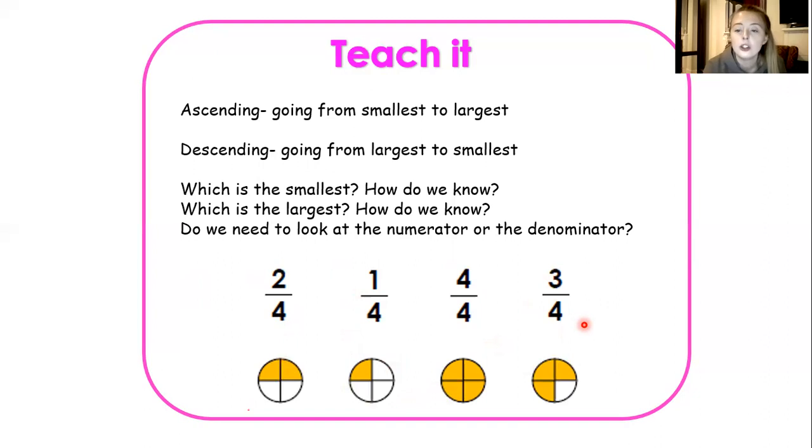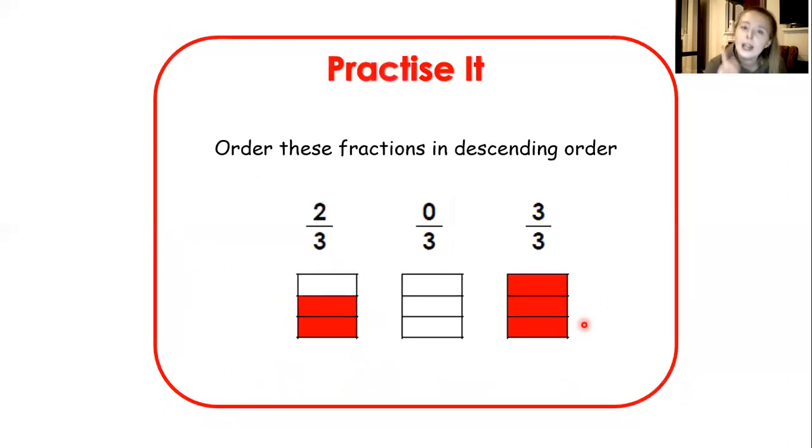Okay, so we are now going to order these fractions in descending order, with descending up or down. It was down, wasn't it? Largest to smallest. So I want you to pause the video now, look at these fractions and find which one was the largest, which one was the smallest, and which one should go in the middle. Okay, so give that a go.